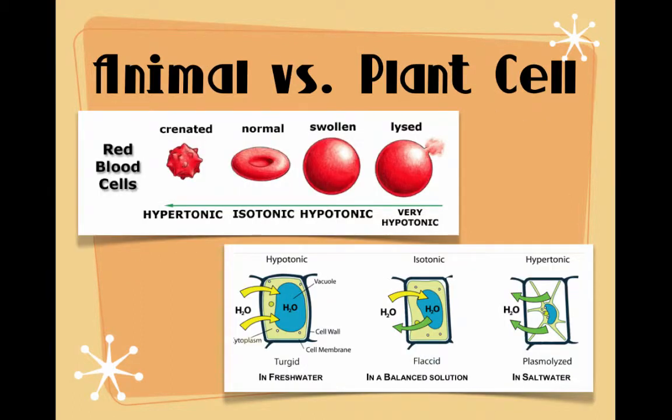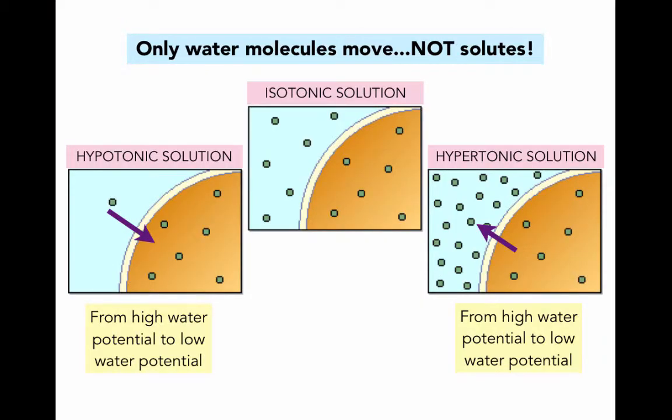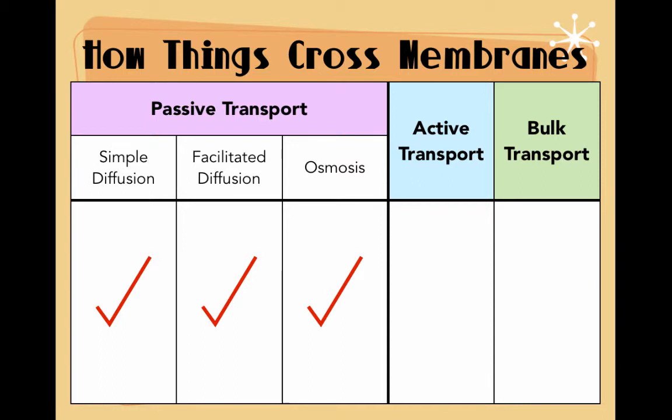Here are two diagrams illustrating the differences between animal and plant cells in different osmotic conditions. Feel free to pause the video and copy it out into your notes. Just as a recap, in osmosis, only the water molecules move, not the solutes. Water is always traveling from an area of high water potential to an area of low water potential. And that wraps up the last type of passive transport, osmosis.